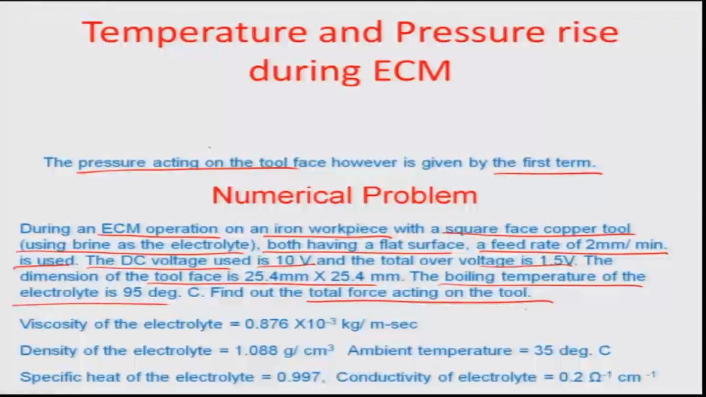So, we find out the total force acting on the tool by this methodology. We have been given some parameters here like viscosity of the electrolyte, density, specific heat capacity of the electrolyte, also the overall conductivity of the electrolyte and the ambient temperature, which is 35 degrees Celsius. So, let us now first compute the equilibrium gap.